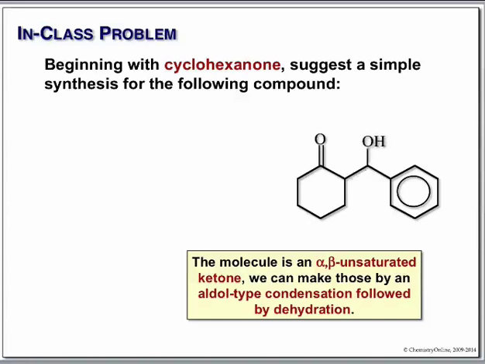All right. How do we start with cyclohexanone, that's this half, and make this? How do you make beta hydroxycarbonyls? An aldol. This is the bond we're going to make. This is going to be our enolate. This half used to be an aldehyde.